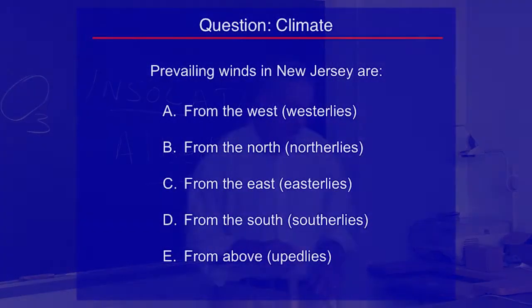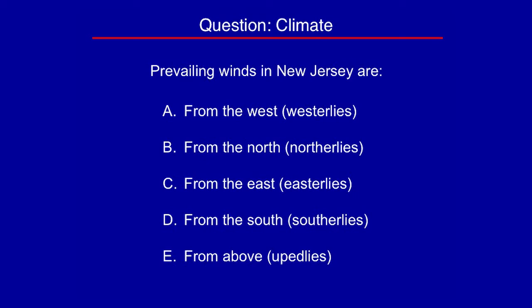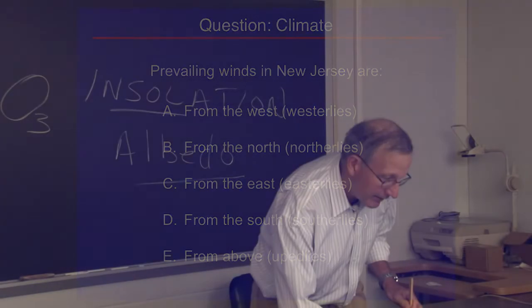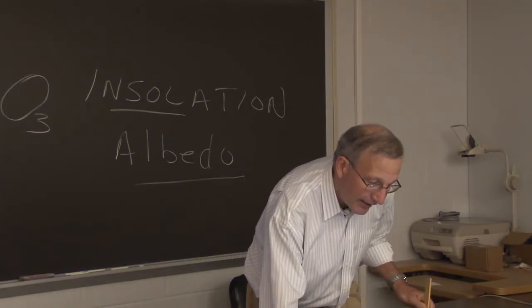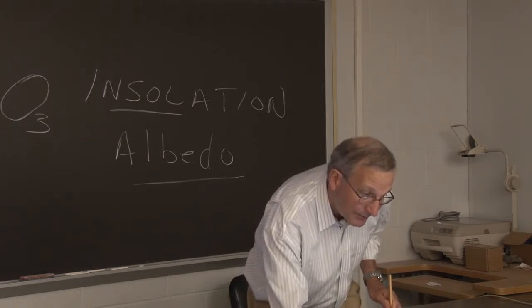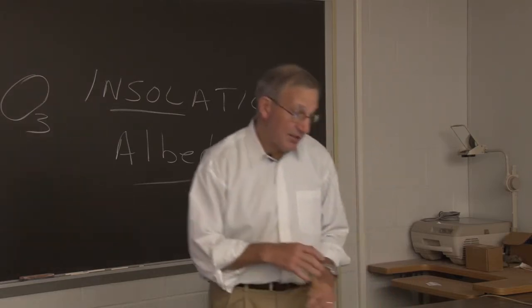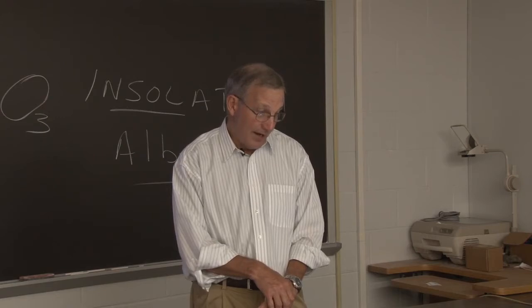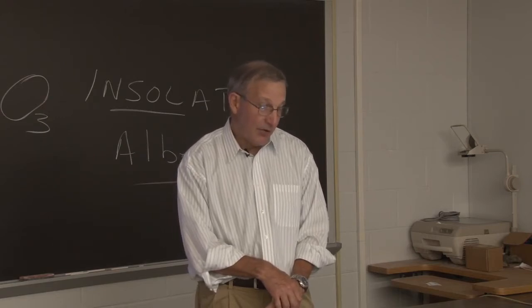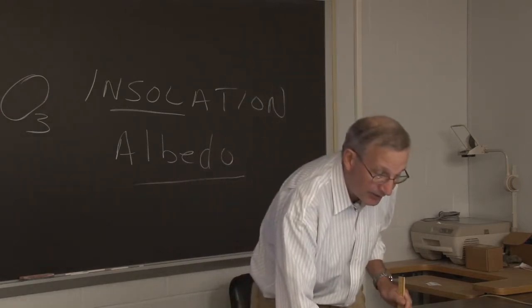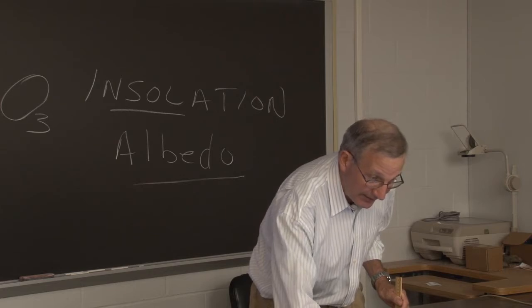So first question, the prevailing winds in New Jersey are A, from the west, B, from the north, C, from the east, D, from the south, and E, from above. And half of you said, ooh, there we go. Winds in New Jersey are from the west. Yes, they are the westerlies. We are under the influence of the westerlies in New Jersey.